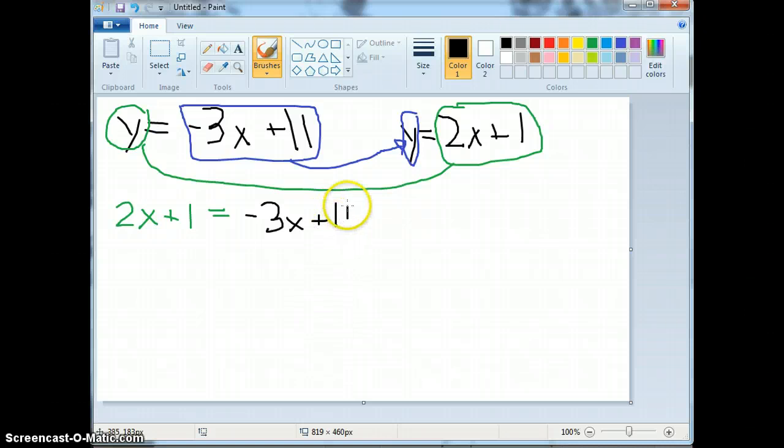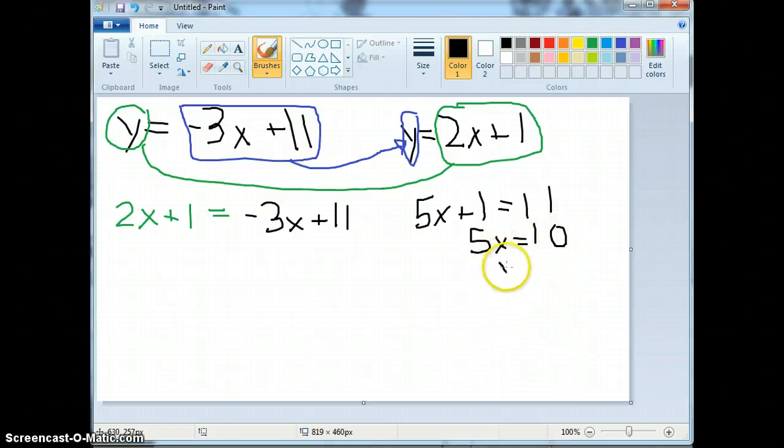plus 11. Okay, so I think you guys can do the algebra for this. I mean, I'm pretty sure, like, we're 99% good on this. So I'm going to go ahead, add 3x, and I have 5x plus 1 equals 11. Alright, one more step, subtract 1, you get 5x equals 10. And now you divide by 5, you get x is equal to 2.